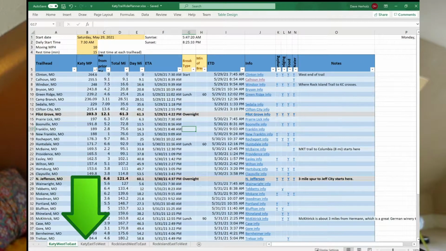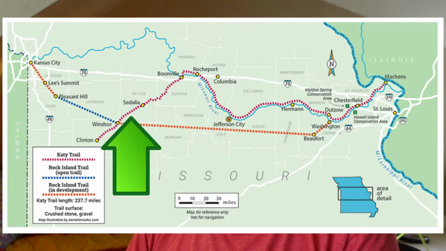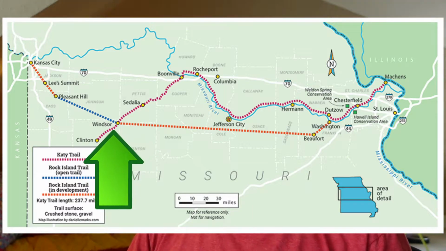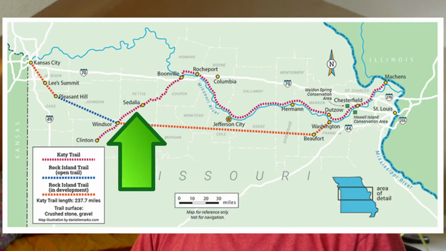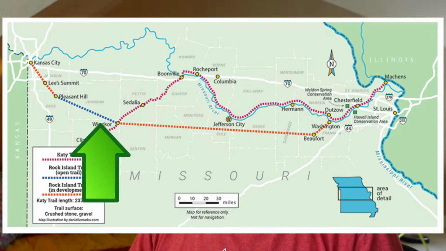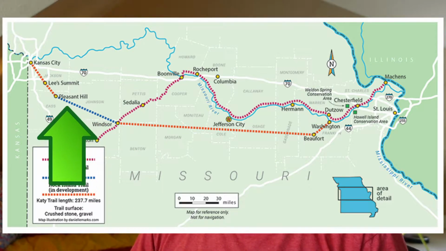Okay, so the first thing you'll notice when you open the spreadsheet is you've got 4 tabs across the bottom. First you have to decide which direction you're going to go, whether that's west to east or east to west. And if you're going to be riding west of Windsor, Missouri, you have a choice. You can either stay on the Katy Trail, which goes southwest to Clinton, Missouri. That's the end of the actual Katy Trail. Or at Windsor, Missouri, you can decide to take the Rock Island Trail, which goes northwest and heads towards Kansas City. So that's the decision point there.